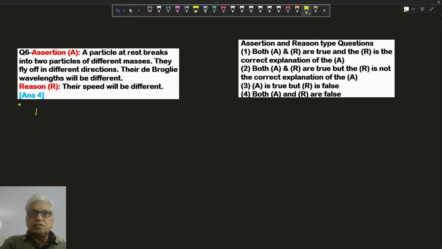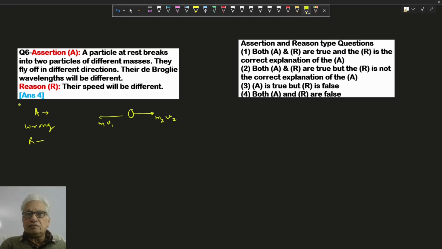Hello. In this question, assertion: a particle at rest breaks into two particles of different masses. They fly off in different directions. Their de Broglie wavelength will be different. But if it is a particle, it breaks into only two particles. So they will move definitely with the same momentum but in opposite directions. That is why the assertion is wrong.